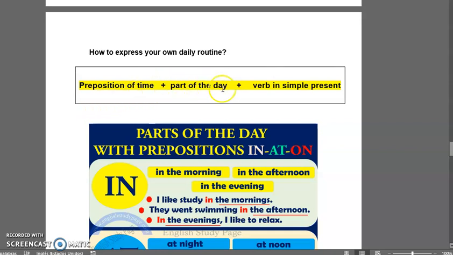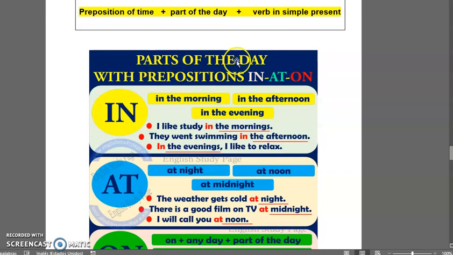You need the part of the day in which that activity is being performed, and you need an action verb in simple present. These are the three elements that you need in order to describe your own daily routine. So let's check the first.